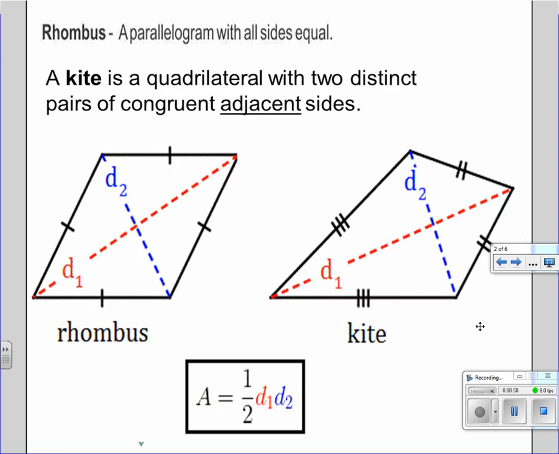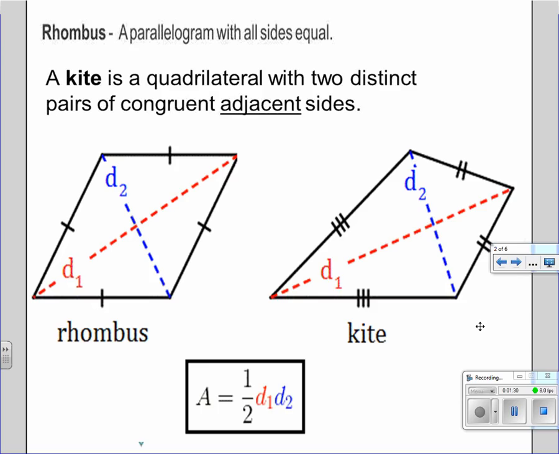A kite is a quadrilateral, so that means it's a four-sided figure, and it has two pairs of congruent adjacent sides. So that means we have two sides of one length, and then another two sides with a different length, and they're touching each other. They're side by side.